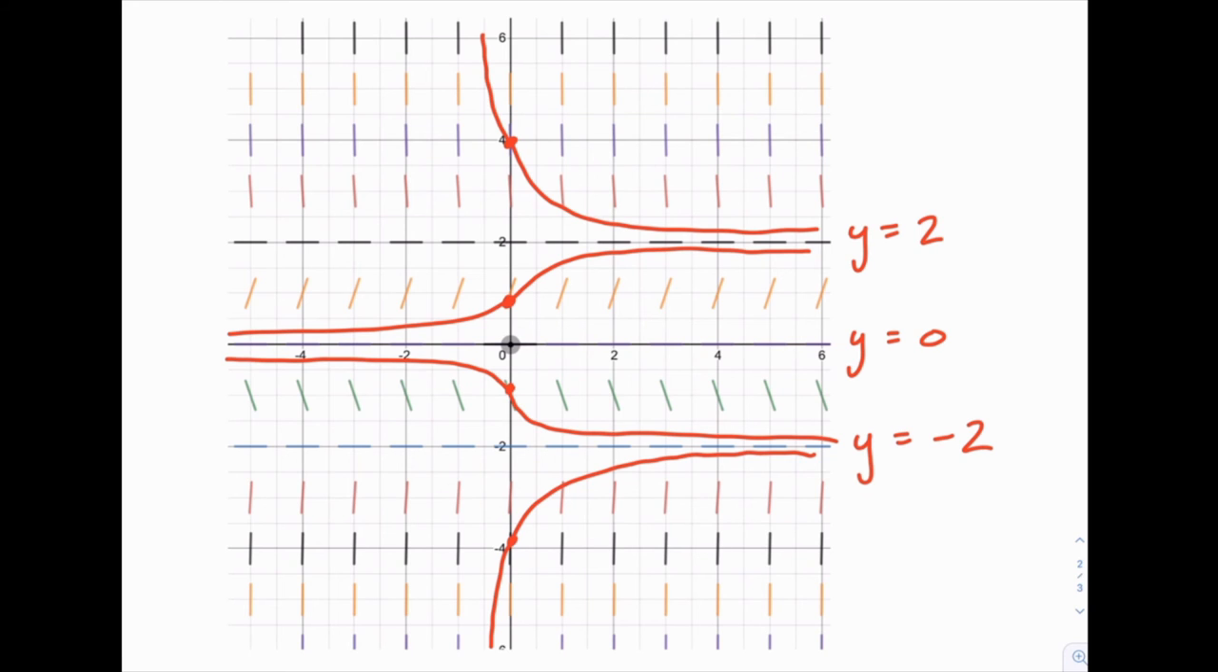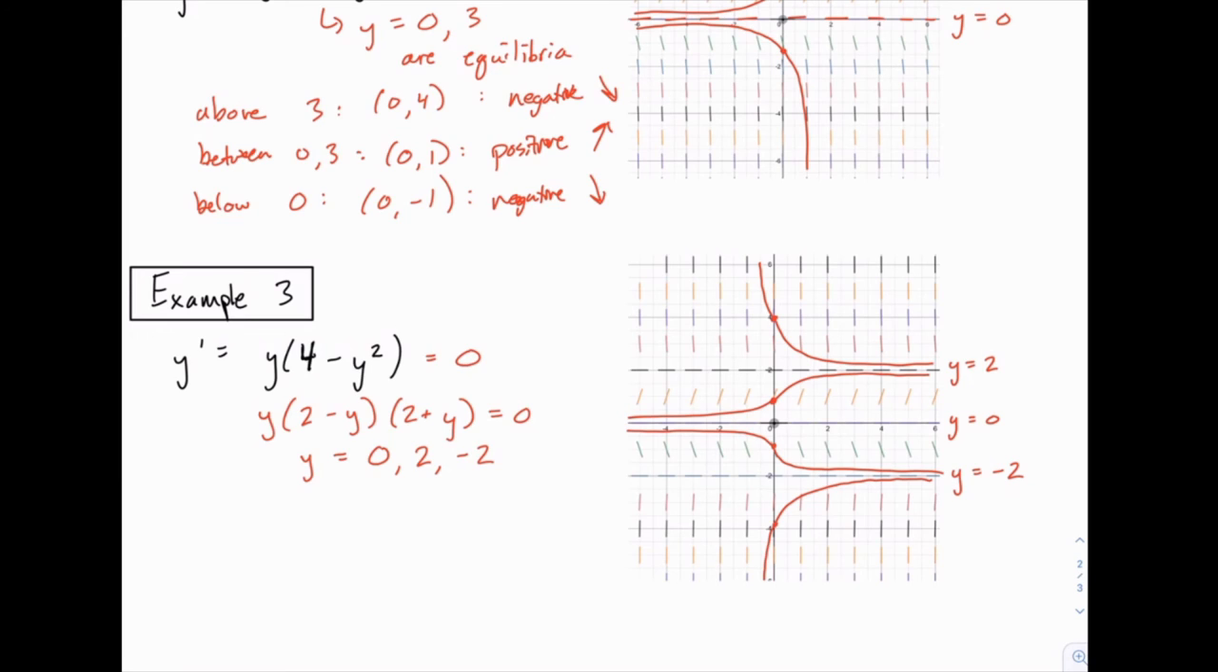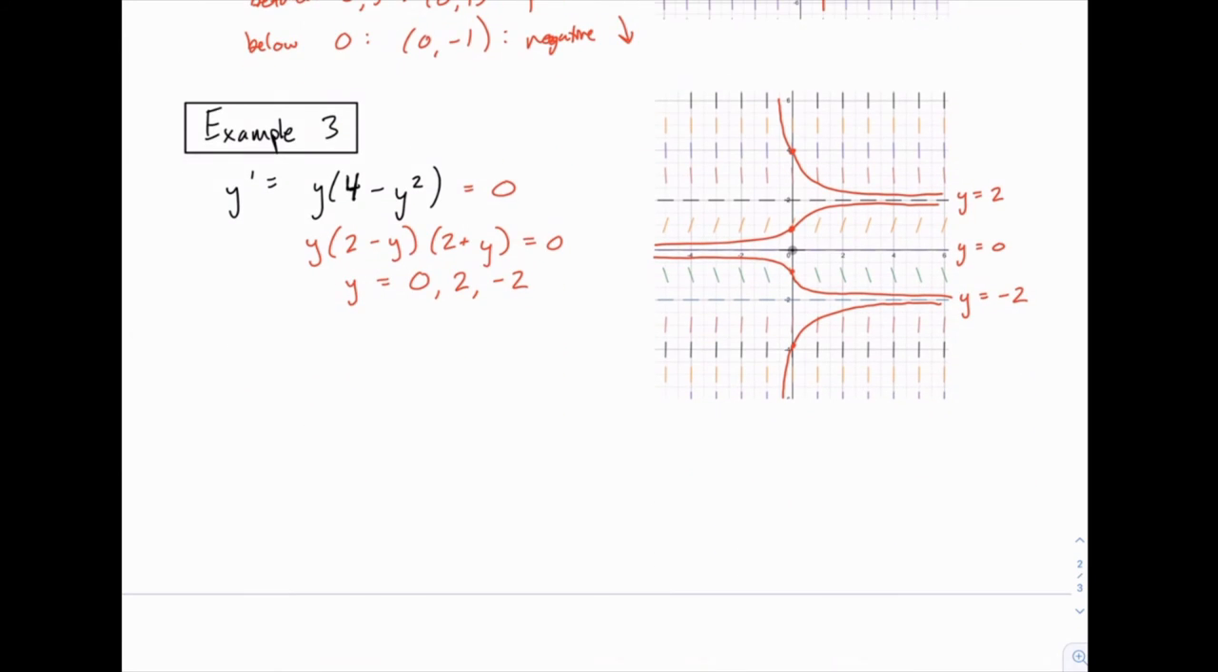And notice that the equilibria at 2 and negative 2 are both ones where the solutions are settling down to that point. They're approaching that equilibrium. At 0, the solutions are traveling away from it. And this, again, is the same behavior we saw on the last one. And now we're going to get some terminology to describe that. So the terminology we use is we call the first type a stable equilibrium. And that occurs at y equals 2 and negative 2. And we have an unstable equilibrium at y equals 0.